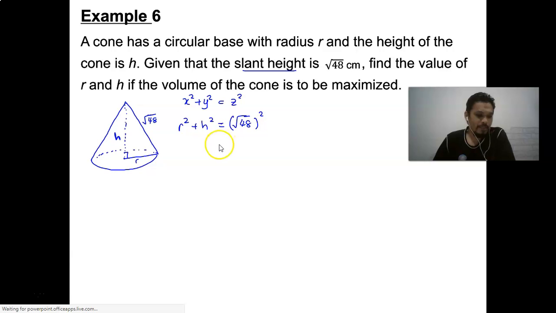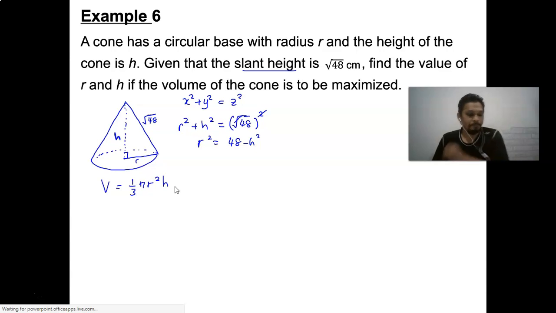Okay, then from here now we clear this, then r square equal to 48 minus h square. Then the formula of the volume for this cone is V equal to 1 over 3 pi r square h. And pi is not an unknown like r or h, but pi is a unique value that we use in the formula of a circle.